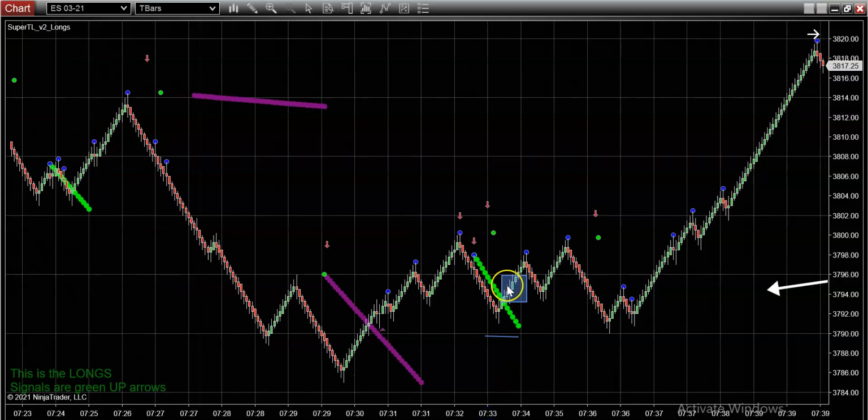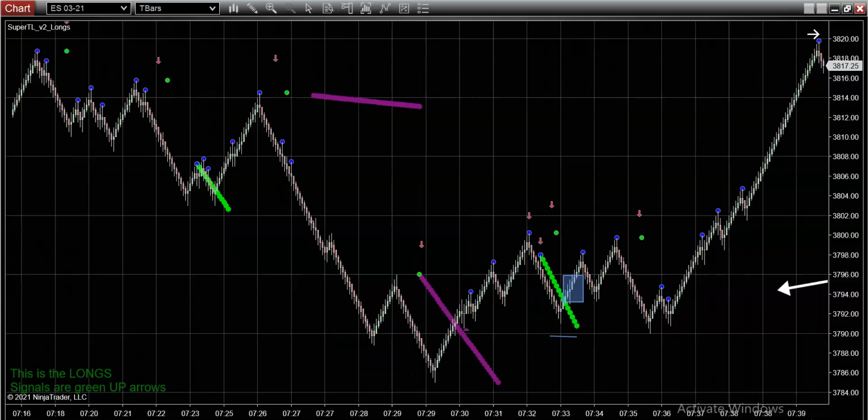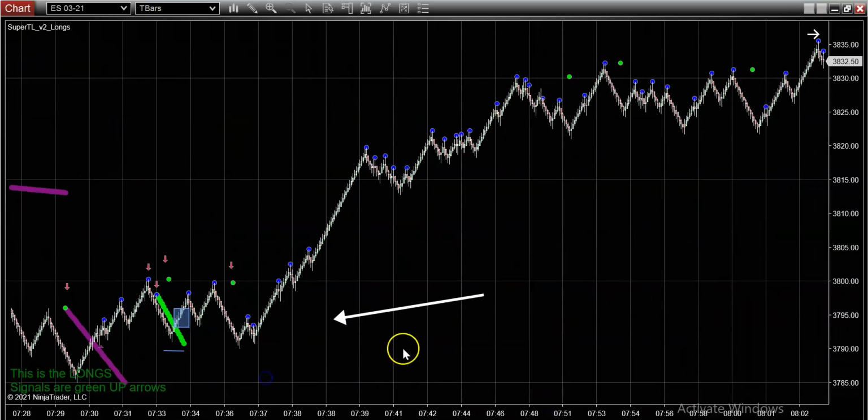Entry happened right here on the green trend line break. Stop gets placed a couple of points below the most recent swing low, and just look at this thing run like a monster. Okay, literally the biggest trade of the day. This was such a powerful trade to the upside. A lot of people who tried to short this market, they got their heads chopped off.